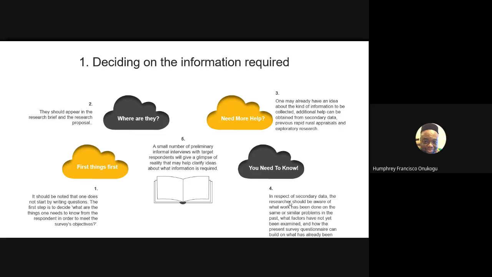First things first, you have to decide, you have to think, you have to brainstorm. Next is, what are they? They should appear in the research brief and research proposal. Check your research proposal, check your research brief. That's where you find the objectives. And the objectives are the guide to determining the information that is required.